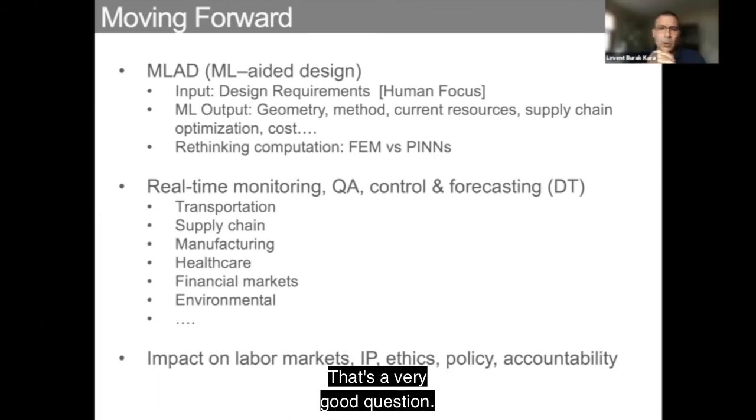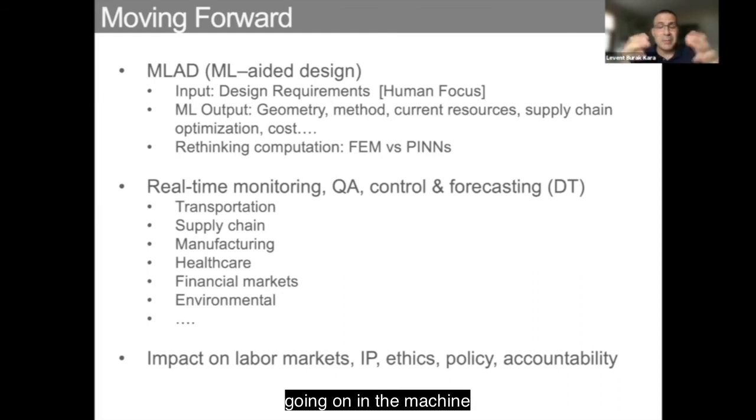That's a very good question. And this is really at the heart of the hardcore research that's going on in the machine learning community, right? So we want to be able to learn from as few examples as possible, and we want our models to still be as robust as possible.